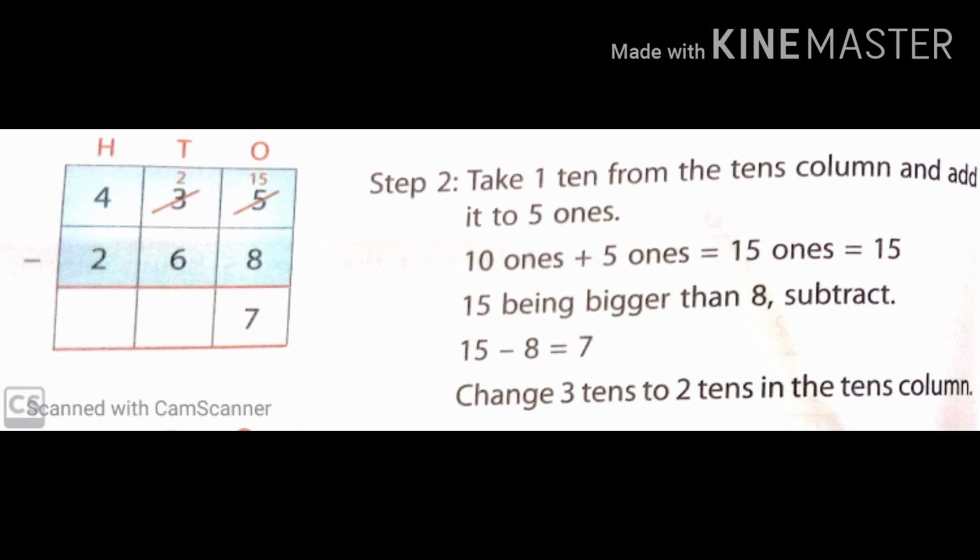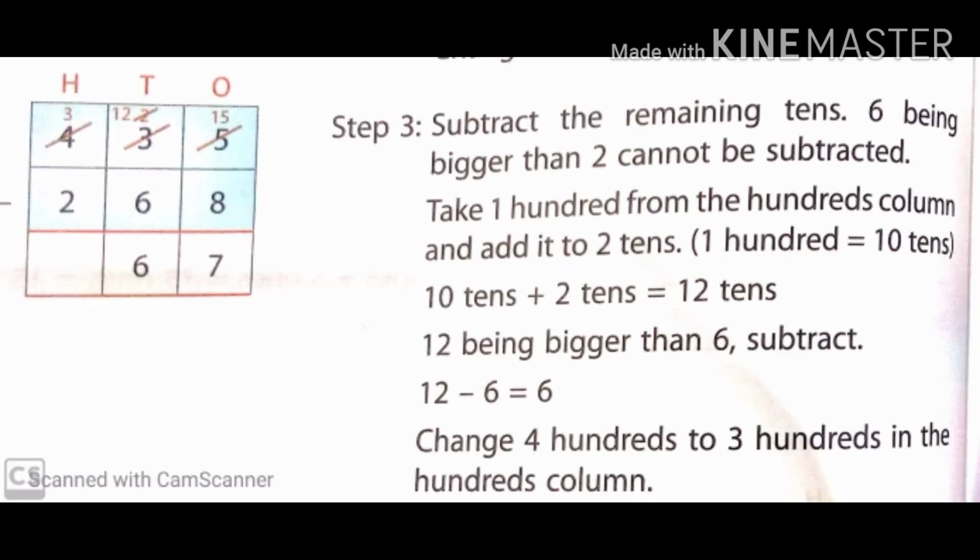Now step 3. Subtract the remaining tens. 6 being bigger than 2 cannot be subtracted. Take 100 from the hundreds column and add it to the 2 tens. That means 100 equals 10 tens. 10 tens plus 2 tens equals 12 tens. 12 is bigger than 6. Now it is easier for us to subtract. That means 12 minus 6 gives us 6. Change 400s to 300s in the hundreds column.